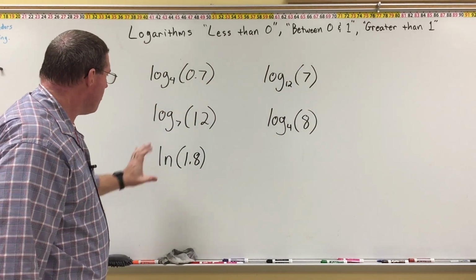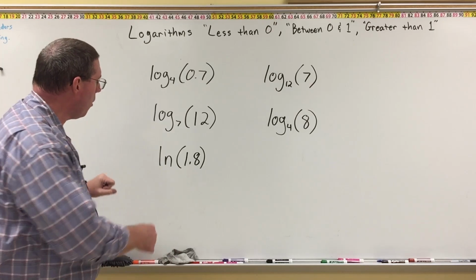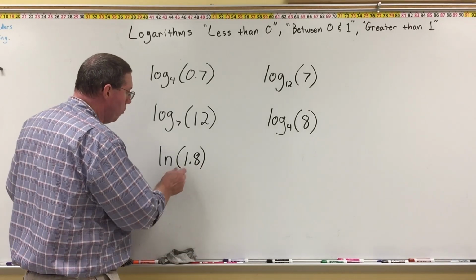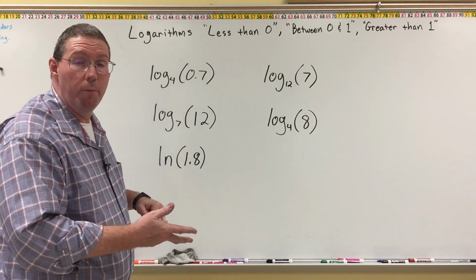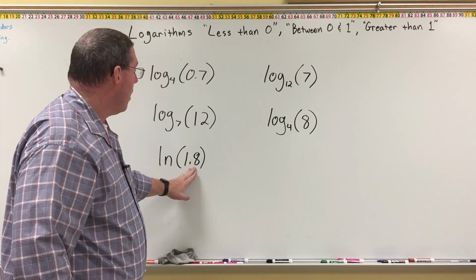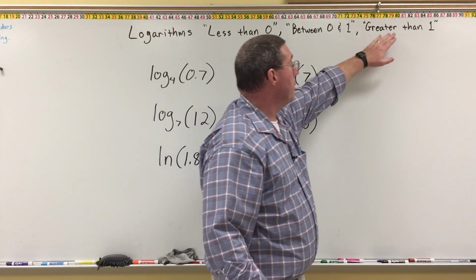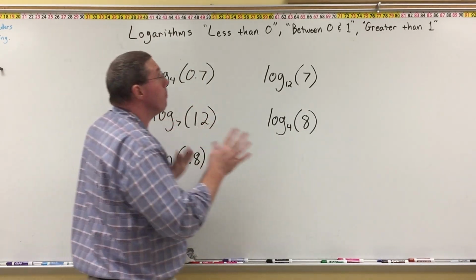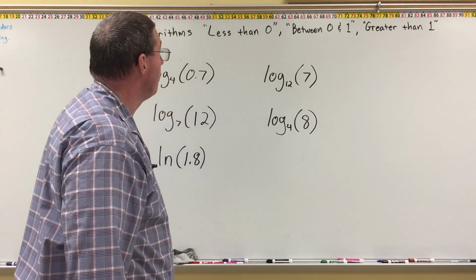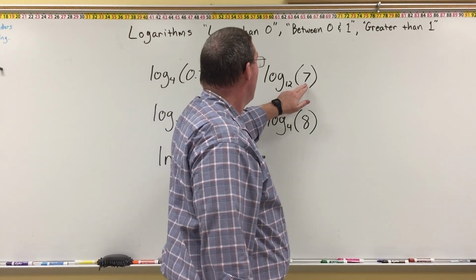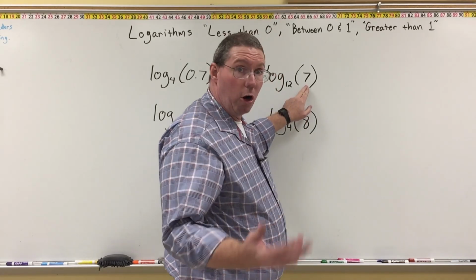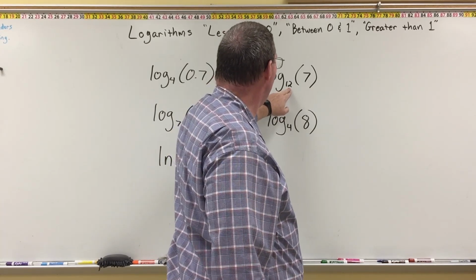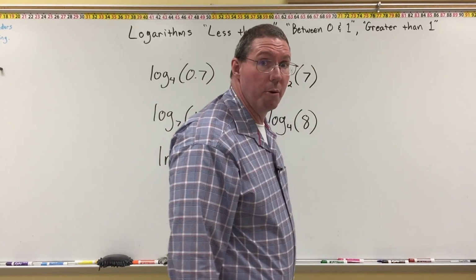This natural log of 1.8, well, remember, natural log has a base of e, which is about 2.72. 1.8 is less than 2.72, but it's larger than 1, and therefore it's not going to be less than 0, it's not going to be greater than 1, it's going to be between 0 and 1. So the natural log of 1.8 is some number that's between 0 and 1. How about this log base 12 of 7? Well, 7 is larger than 1, so it's not going to be less than 0, but it's less than this base of 12, and so again we have the answer between 0 and 1.